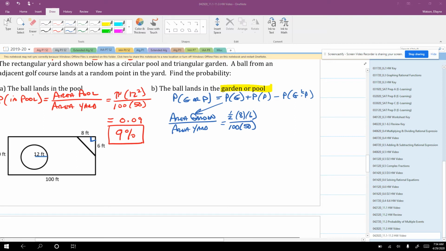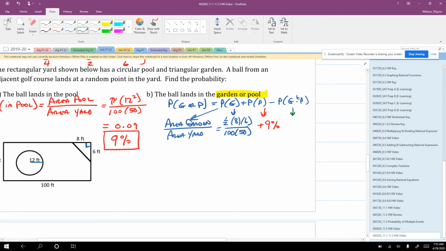Now, the probability that it lands in the pool, we just figured that out. That is 9%. And then we subtract the probability that it lands in both. Well, it can't land in both, right? Because the pool and the garden don't overlap. So this is going to be minus 0, because these are mutually exclusive events. I wanted to show it so that you remember that you have to subtract it. But if the events are mutually exclusive, then there's nothing to subtract because you're subtracting 0.